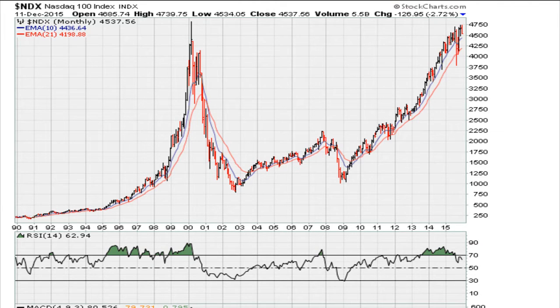Let's take a look at the need to extend trend lines. Here we are looking at the Nasdaq 100 long-term monthly charts going back to 1990. Let's take a look at the line connecting the highs of 2000, highs of late 07. Extend that line.